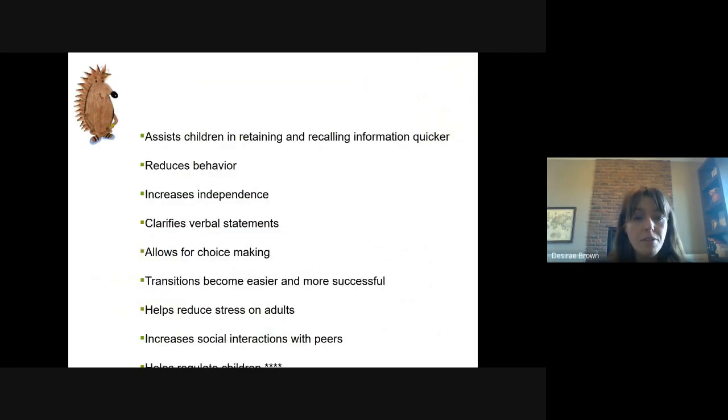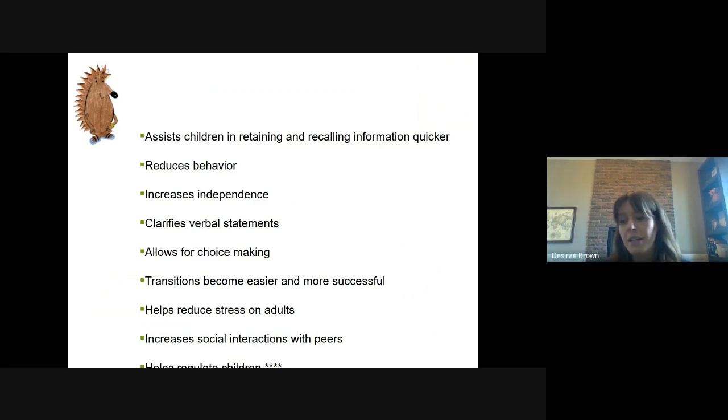So I already mentioned a few of these. It helps in retaining and recalling information quicker. It can also reduce behavior. One of the nice things about visuals is that they can kind of take the person away from it. So instead of saying, like, in the classroom, for example, oh, the schedule says it's time for gym, so let's go to gym now. It's not like the person saying it. It's like, oh, that's what our schedule says it's time to do now.